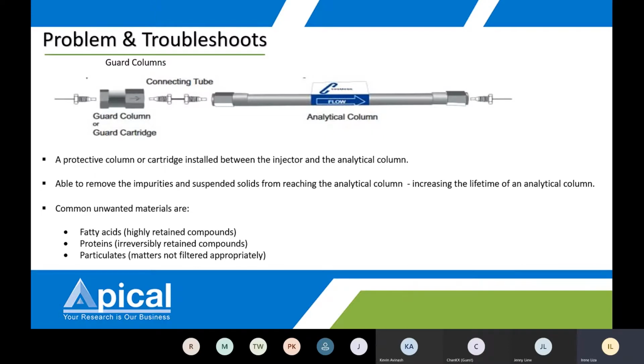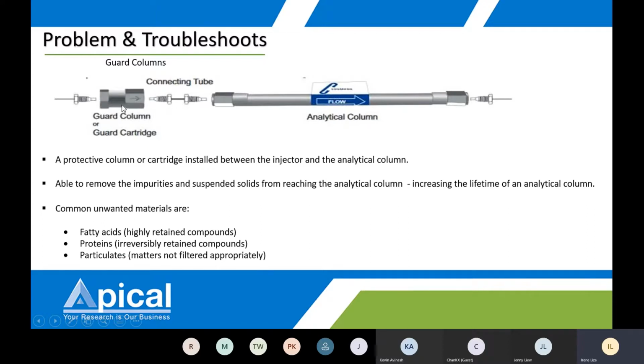So this guard column is basically a connector that you connect before you even fix your analytical column. So it's like a column that guards this particular analytical column. Samples actually pass through these guard columns. So if there's any precipitation or anything like that, it will precipitate here, and only the solution moves in. So this guard column is a protective column.